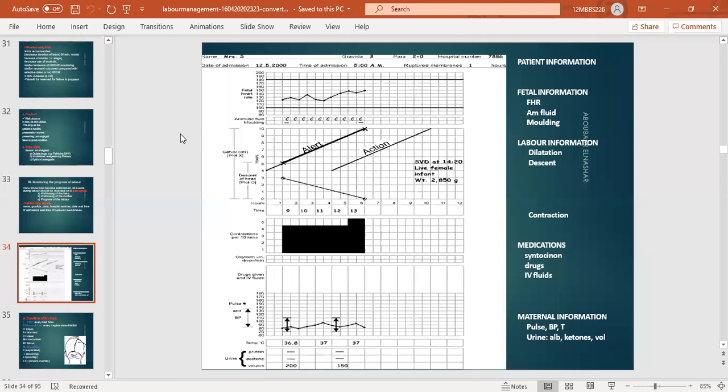Then there is a cervicogram. Cervicogram, the portion below this amniotic fluid, is the assessment of the cervix and the descent of the head. Here we see two things.